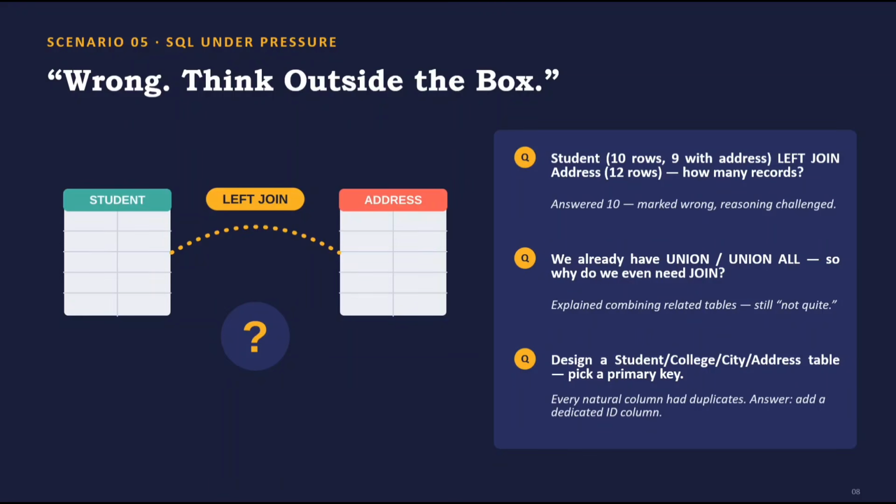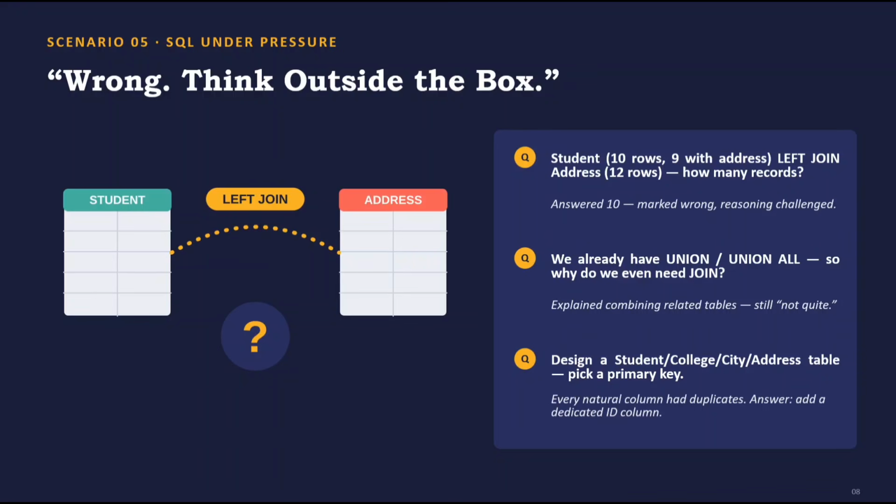The student table has 10 records, and out of those 10 students, only 9 have an address, and the address table has 12 records. So if you perform a left join from the student table to address, how many records will you get? The candidate answered 10. I will get 10 records. And the interviewer said, no, it is not the right answer.